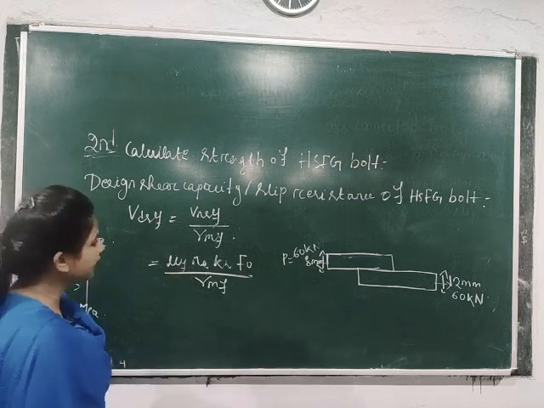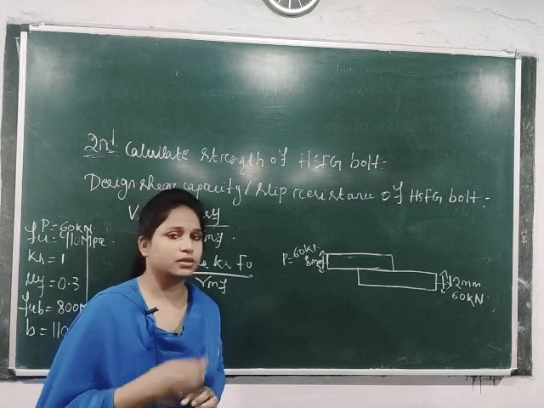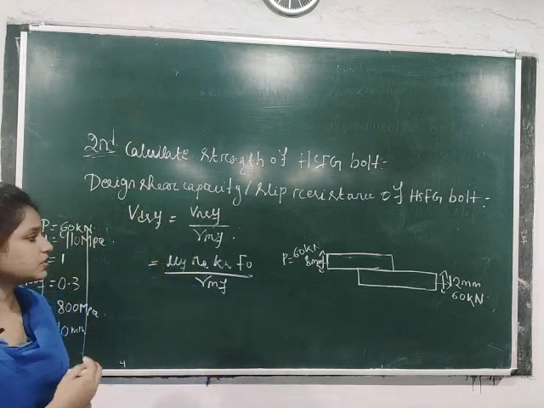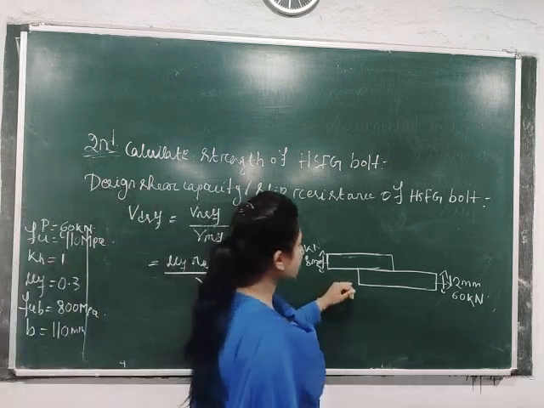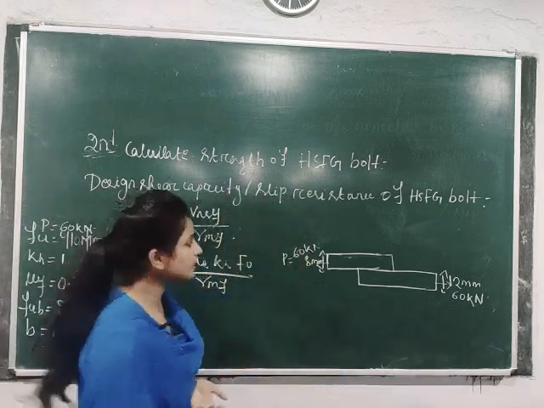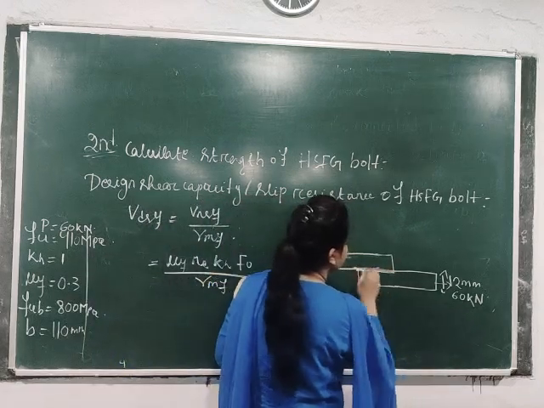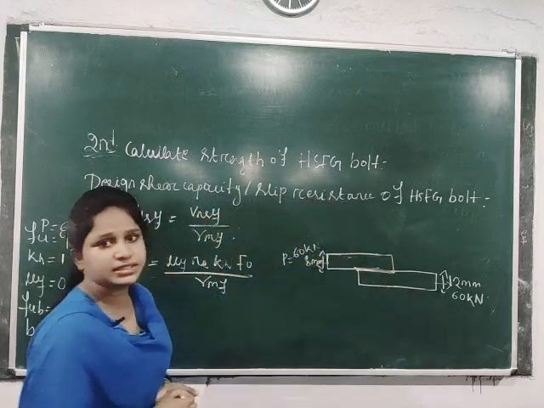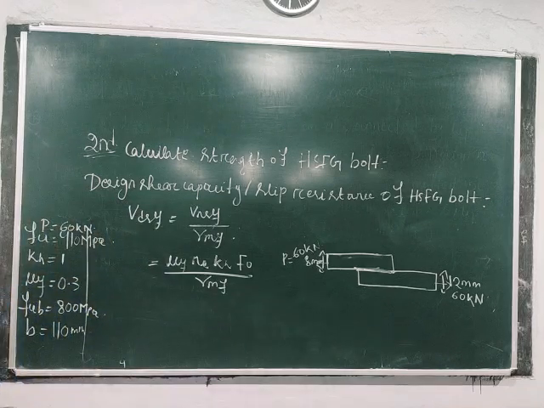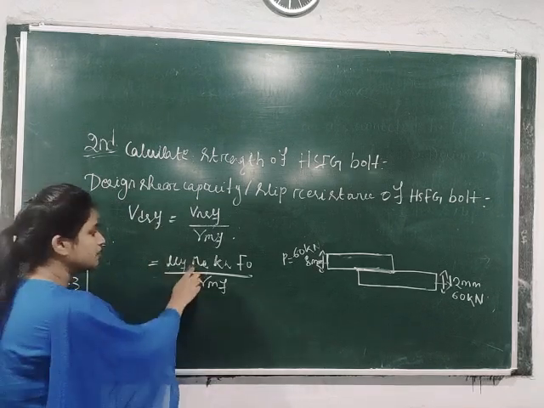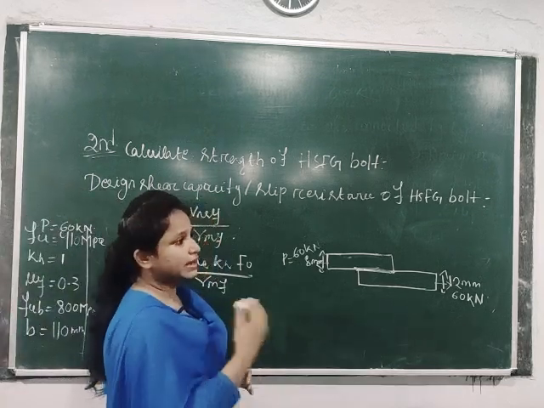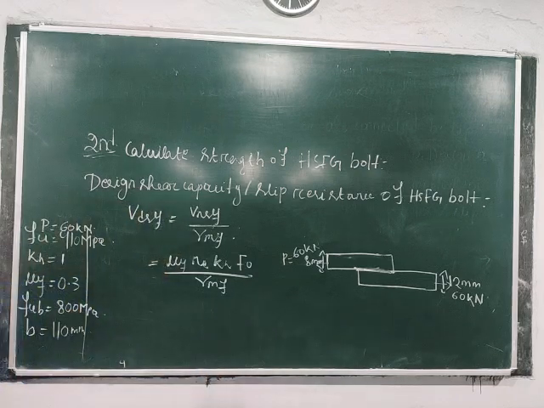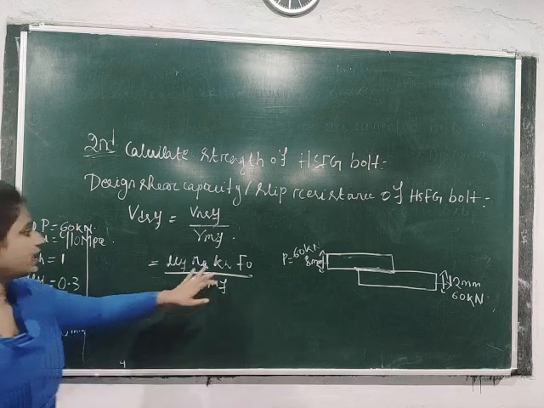Then come to Ne. Ne is the number of surfaces which is offering the frictional resistance to the slip. So here for the lap joint the value of Ne is 1, as here only one surface is there which is offering the frictional resistance to the slip from happening. Then Kh. For this case one condition has been given in the question, that is the fasteners are in clearance holes. So for that condition the value of Kh is 1.